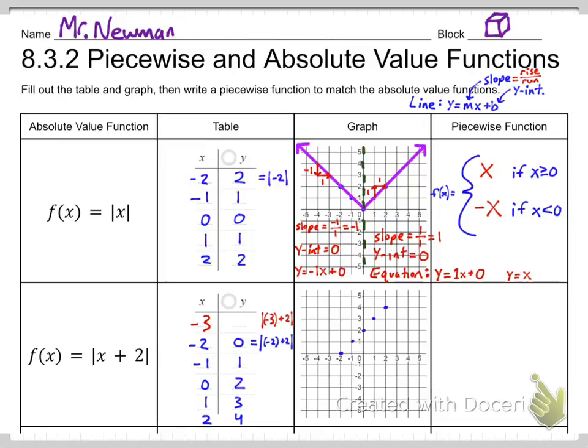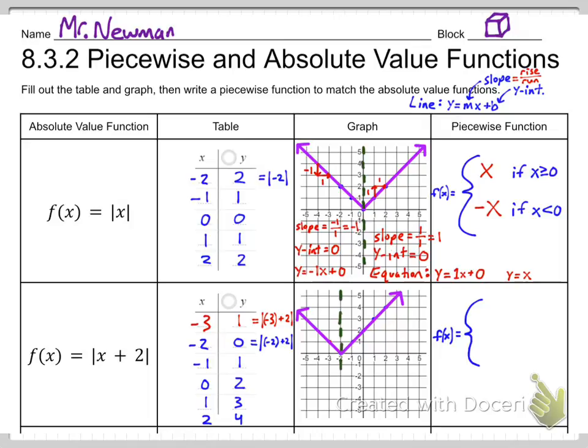Well, -3 plus 2 is -1. The absolute value of -1 is +1. There's my point that goes back up, and now I can draw the v. If you see an absolute value symbol, never just draw a straight line. You know it always goes back up. So, now that we have our function, let's write the piecewise function. Now that we have the graph, let's write the piecewise function.